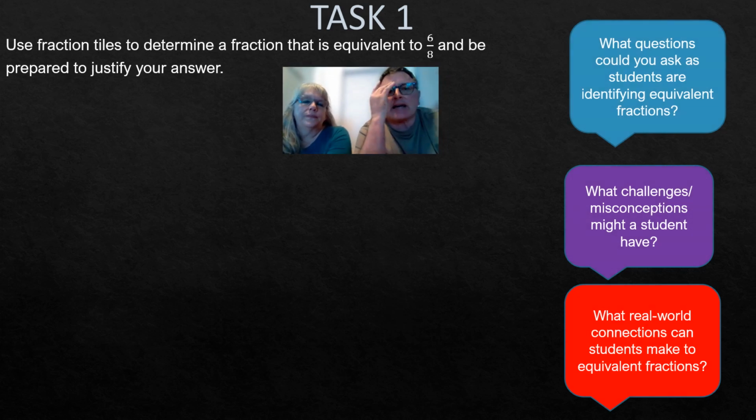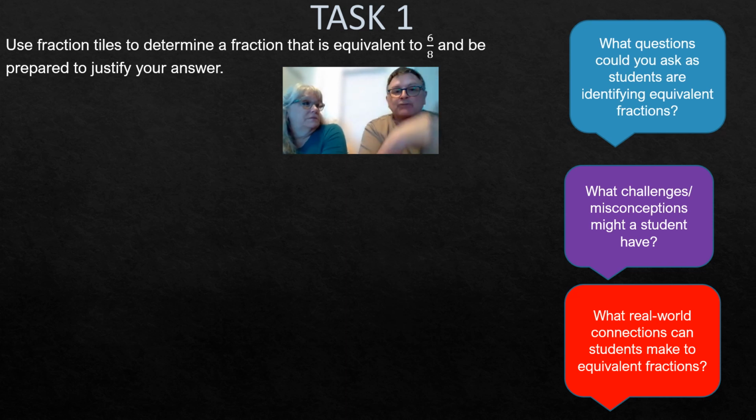So here is task 1 where everyone has fraction tiles in their classrooms, and they had to determine a fraction that was equivalent to 6/8. So what would you expect to see here? Well, I think students generally want to make smaller pieces when they're making equivalent fractions, but there are no 16ths, so they're not going to be able to make smaller pieces for 6/8 using the fraction tiles, the fraction bars.